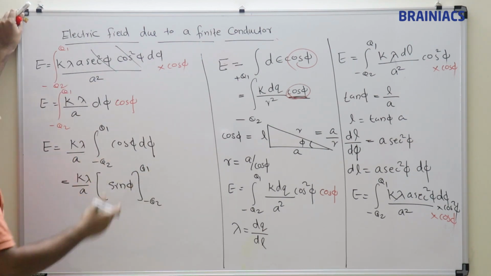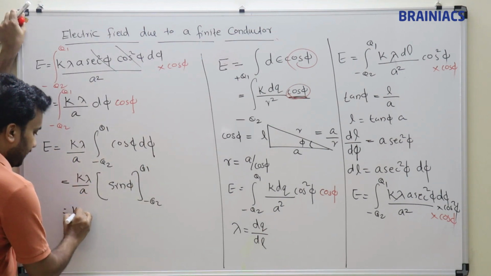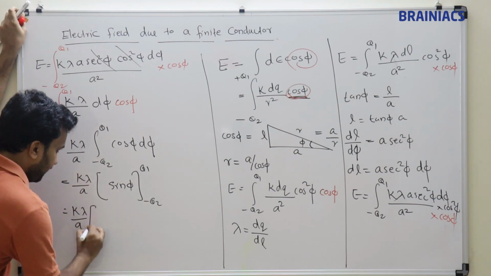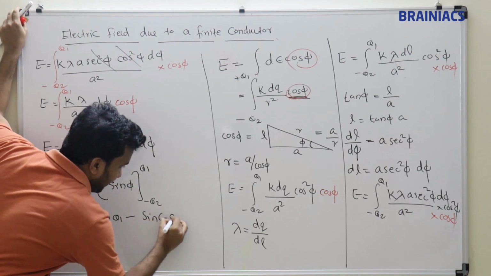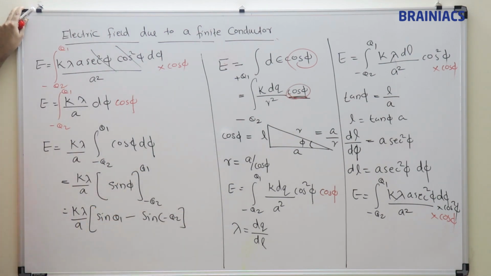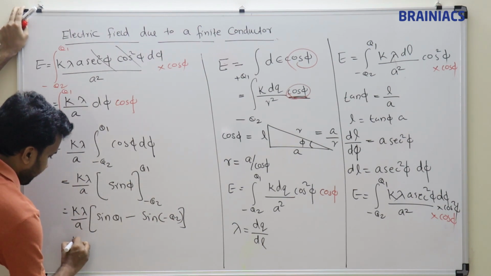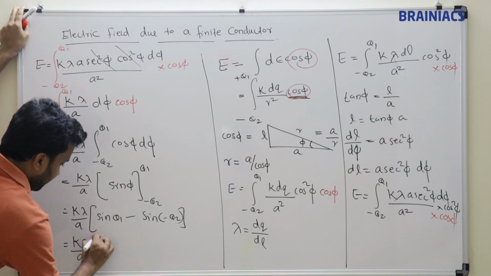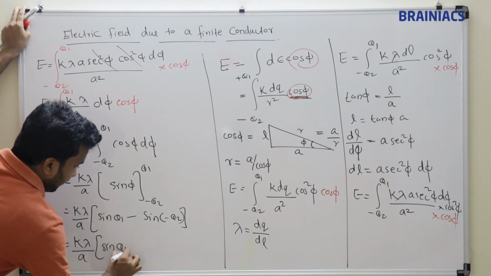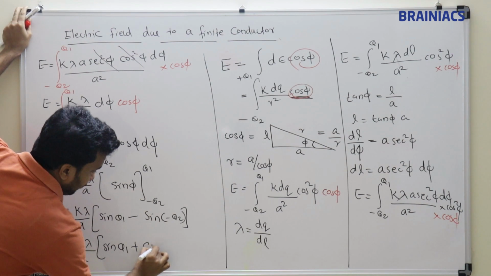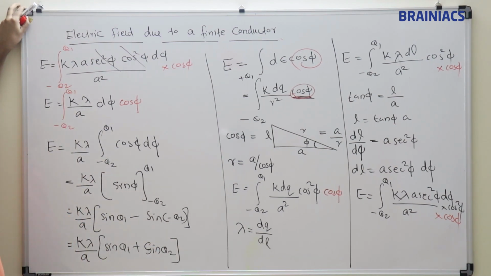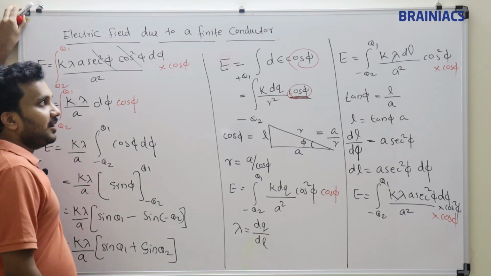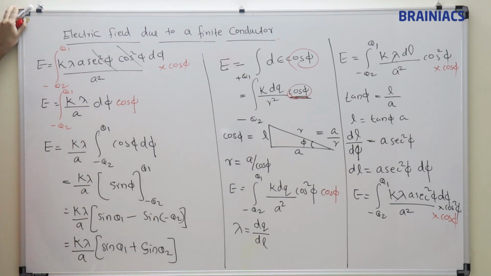So we'll apply upper limit minus lower limit. What we get is k lambda divided by a into sin of theta 1 minus sin of minus theta 2. Sin of minus theta 2 is minus sin theta 2, since sin is an odd function. So finally we got k lambda by a into sin of theta 1 plus sin of theta 2. This is the real equation we are going to solve for.